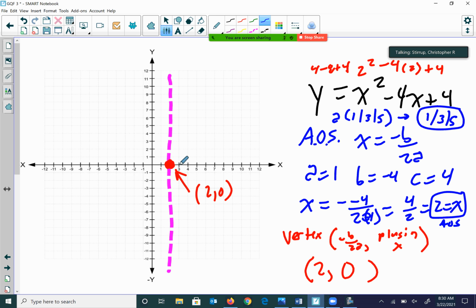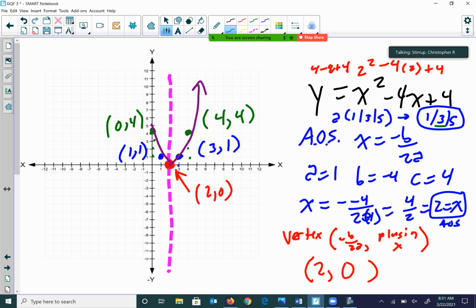So from this point, I'm going to go right 1, up 1. If I go to the right, that gives me 3 comma 1, or I'm going to go left 1, up 1. So that gives me 1 comma 1. And then the next value would be 3. So from here, I'm going to go right 1, up 3. So that gets to 4 comma 4. If I go left 1, up 3, I get to 0 comma 4. And so with all of that information, we have our parabola that is drawn. Nice parabola opening upwards.